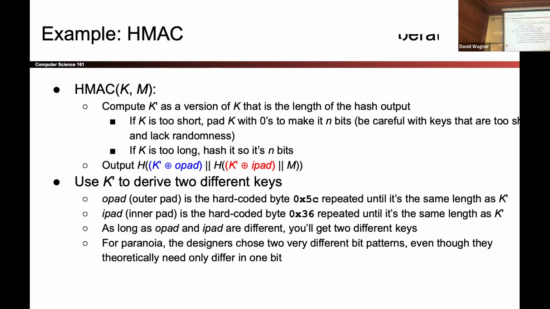I don't feel like I need you to know the details of how that would work, but if we have time, I'll show you how, if we didn't have two hashing steps, if we had just one hashing step, the length extension attack would mean that this is not EUFCMA secure.